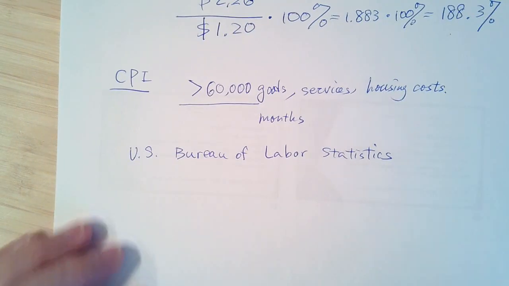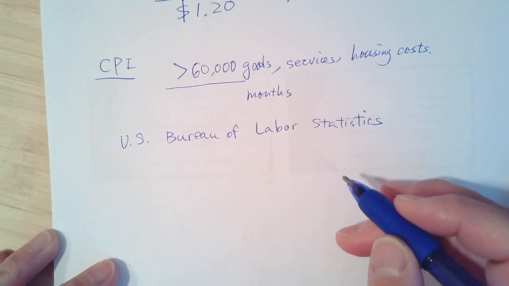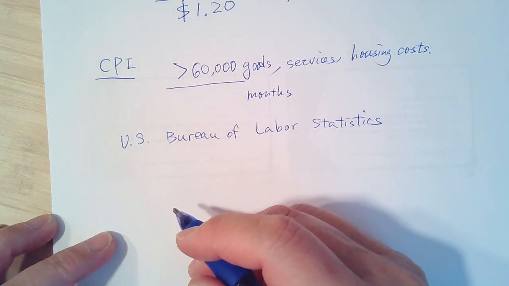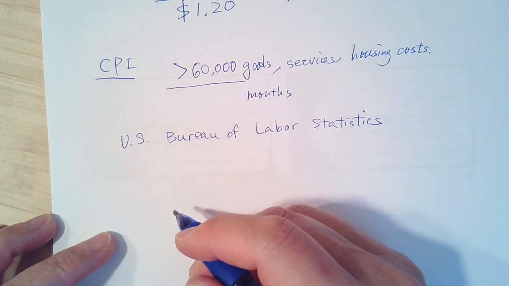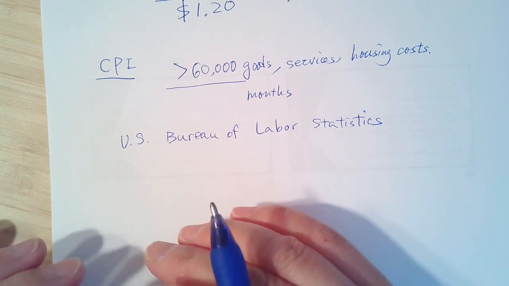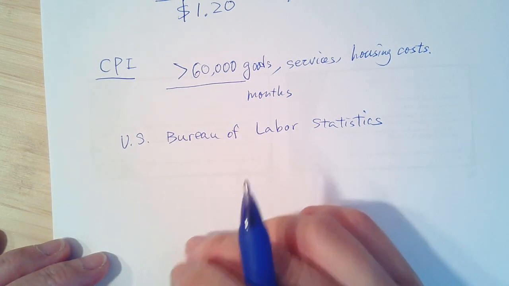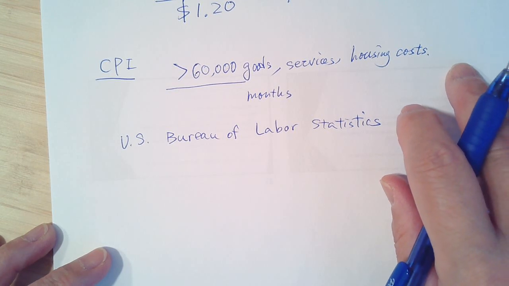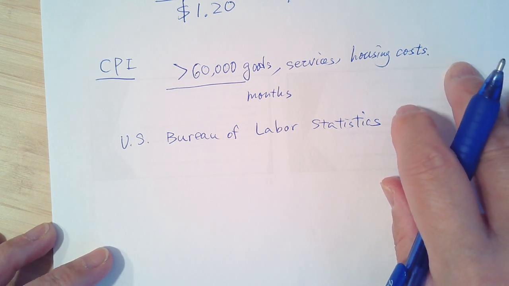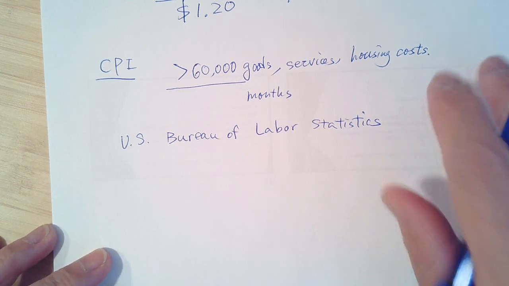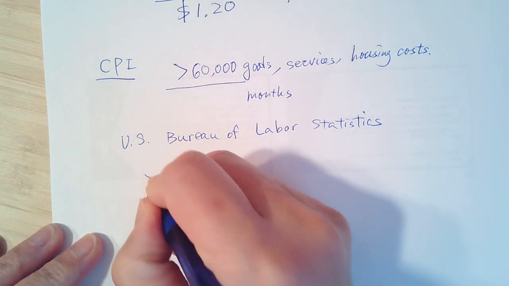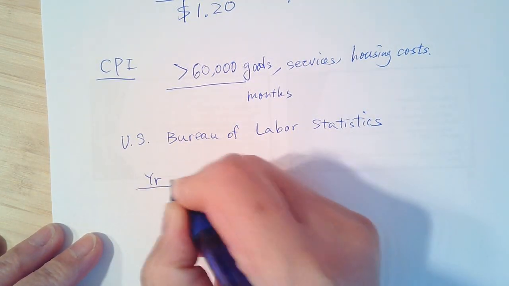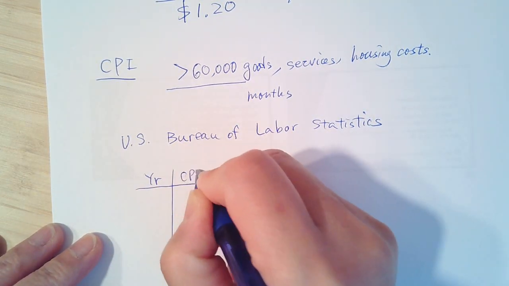Now usually in a book or somewhere, they give you the average annual consumer price index, because each year has 12 months, so you can find the average of those 12 monthly indexes, and you get the average annual CPI. Usually they list the year and then list the CPI.